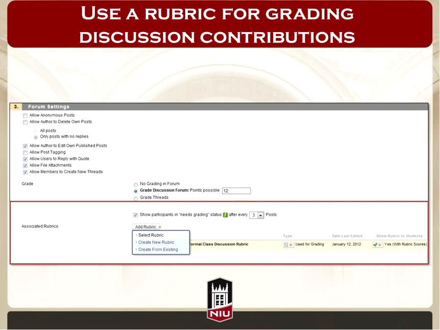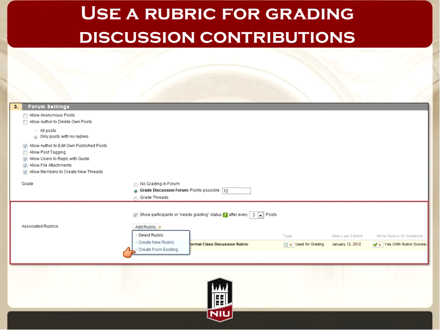And how you use Blackboard's rubric is you do that when you're creating the forum. The screen might be looking familiar to you by now. There's an option here to add a rubric. And you can either select a rubric that you've already created in Blackboard. You can create a new rubric, or you can use an existing rubric and modify it a little bit.